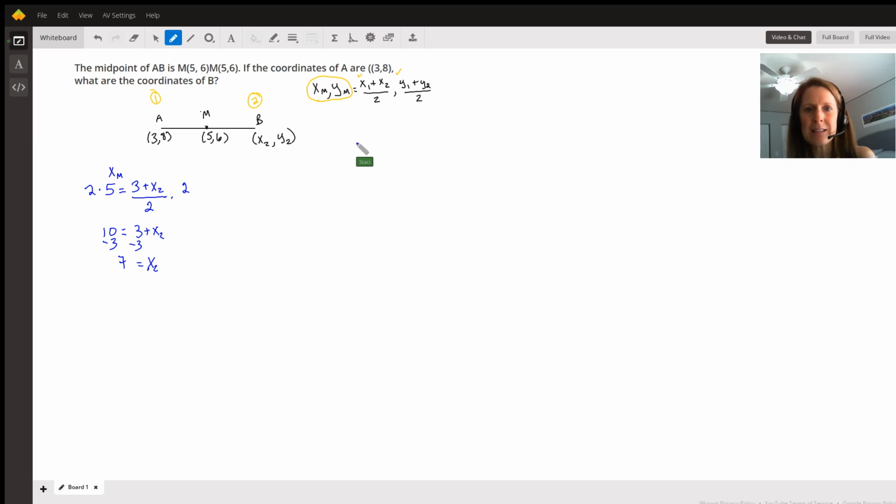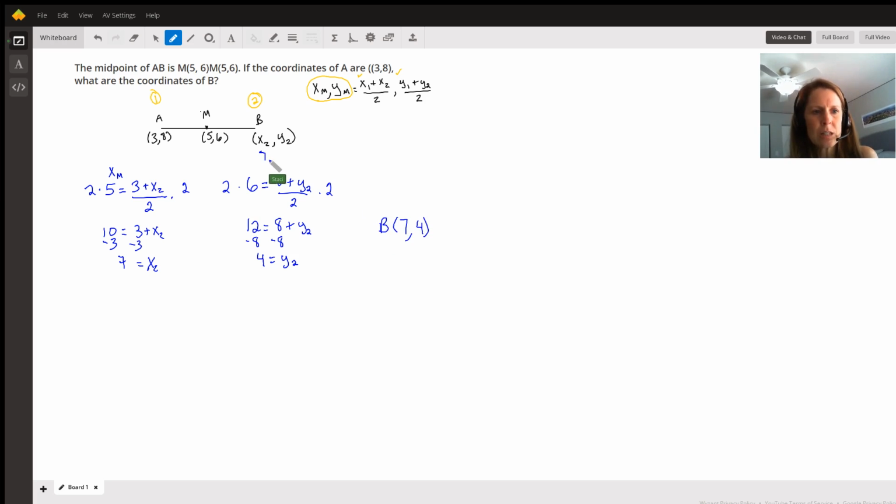Okay, now we're going to do exactly the same strategy this time with y. The midpoint for point y is 6, and that's going to equal y1, which is 8, plus y2. Then we'll divide that by 2. So again, we'll multiply both sides of the equation by 2. 12 equals 8 plus y2. To solve, we'll subtract 8 from both sides, and that will leave us with y2 is 4. So the coordinates for point B are going to be 7 and 4.